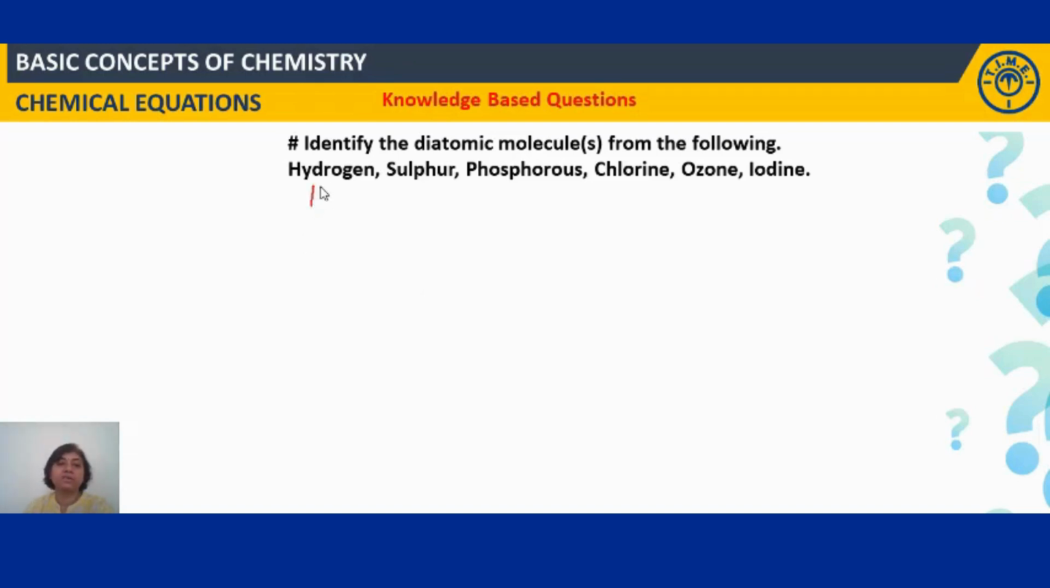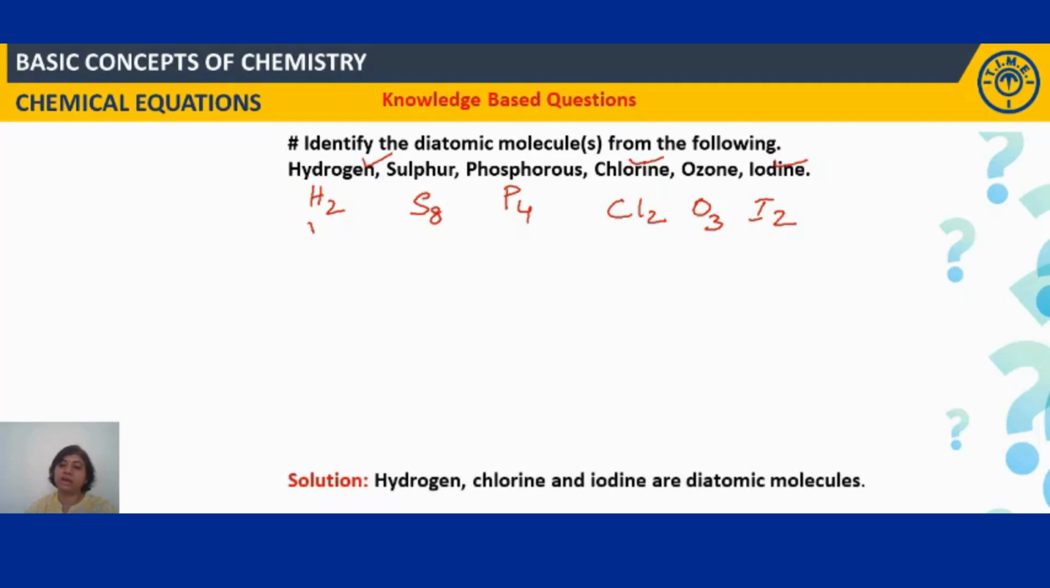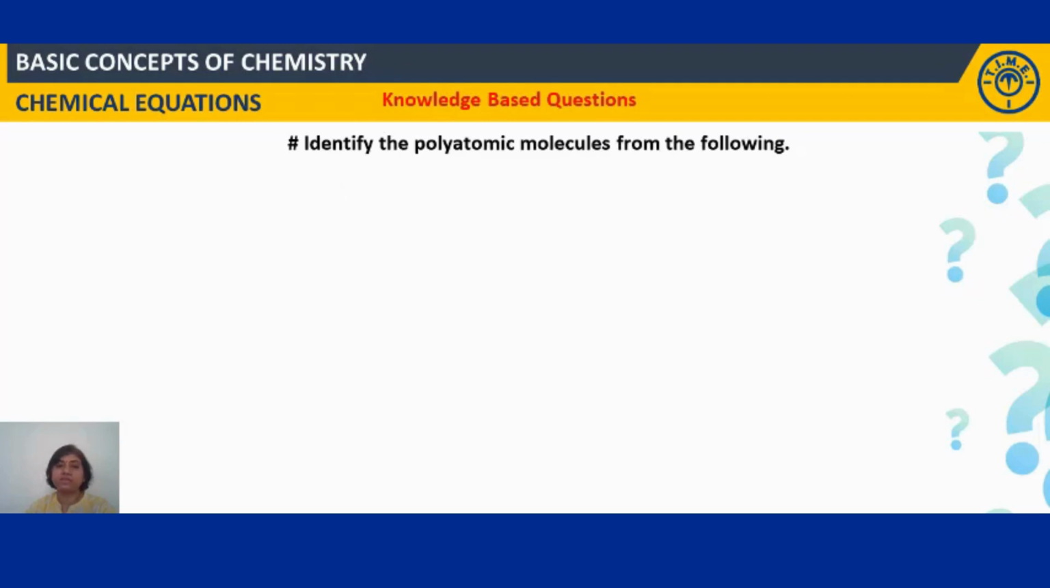Now let us see. Hydrogen, H2, diatomic molecule. Sulfur is an octatomic molecule, S8. Phosphorus is a tetraatomic molecule, P4. Chlorine is diatomic. Ozone is triatomic. Again, iodine is diatomic. So what are the diatomic molecules? Hydrogen, then chlorine, then iodine. Clear? Okay, very simple question. We'll see the solution. Solution is hydrogen, chlorine and iodine are diatomic molecules. Let us move on to the next question. Let us look at the next question.